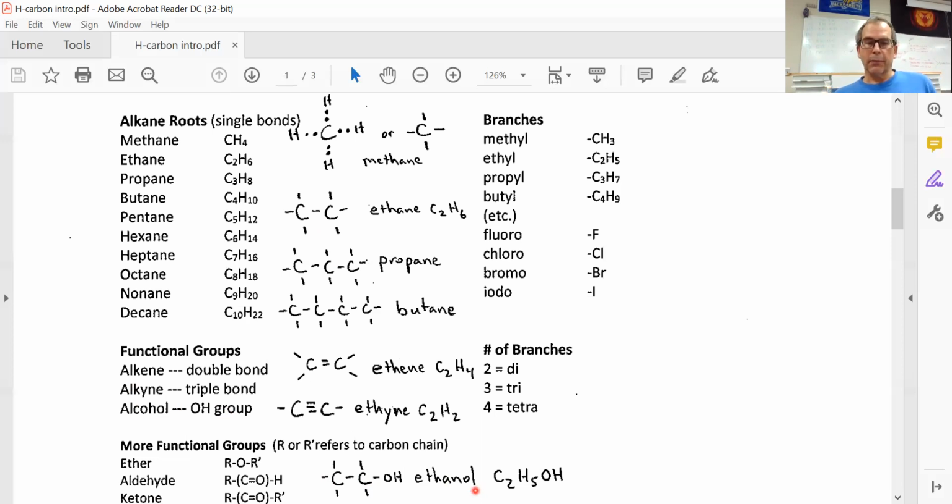I think that's it for our basic introduction of functional groups and some of the alkane roots that we have for naming things.